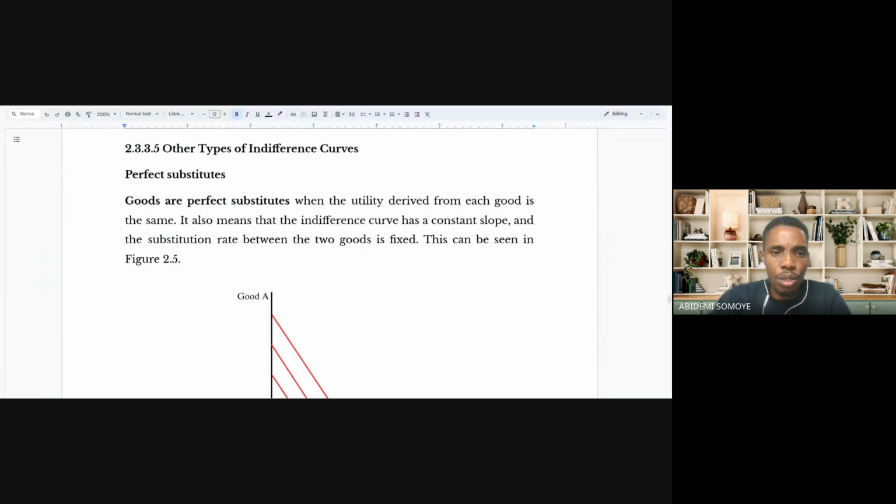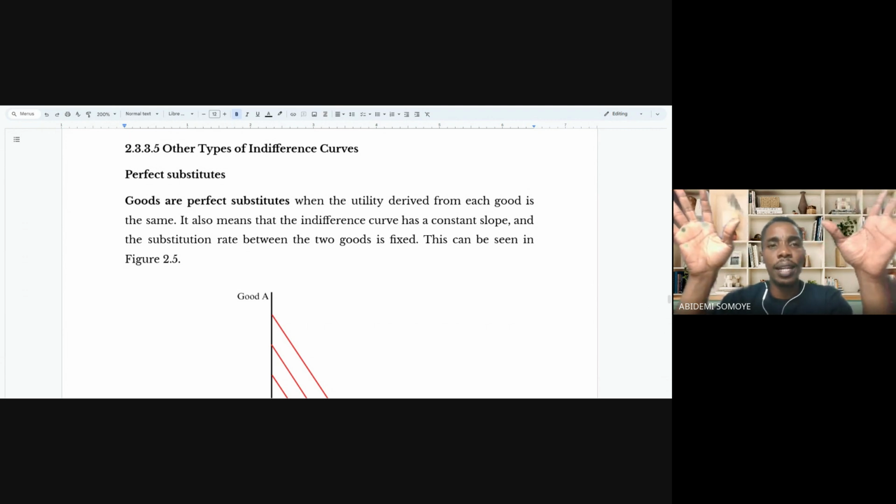Now let's take a look at the other types of indifference curves. We'll have perfect substitutes. And what are perfect substitutes? Goods are perfect substitutes when the utility derived from each good is the same. It also means that the indifference curve has a constant slope and the substitution rate between the two goods is fixed. Perfect substitutes are goods that can be used to completely replace another. For example, Samsung and iPhone are perfect substitutes. And you could take a look at different goods along that line. It's either people prefer Samsung or they prefer an iPhone.